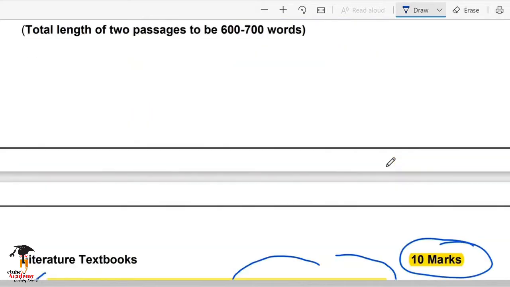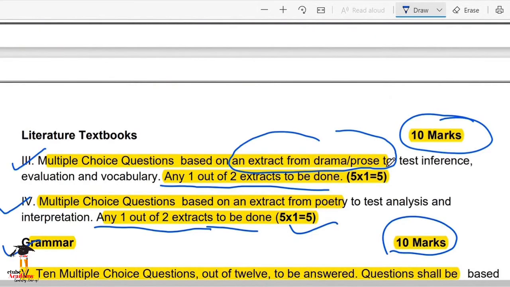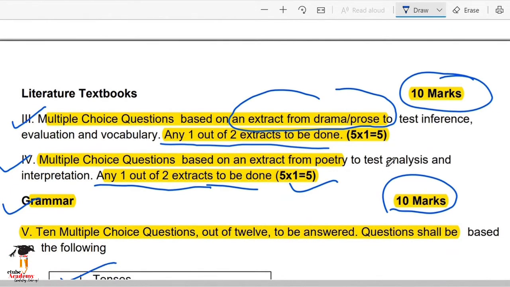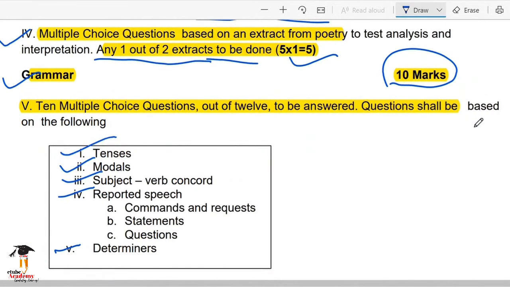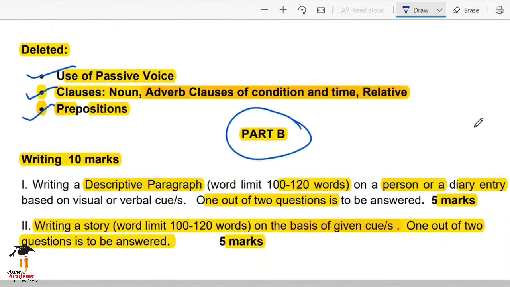Let me just revise you once again. You have here 2 passages carrying 20 marks. Again, these are unseen passages. Okay, the next question is for seen passages, but these passages are from your books, and these extracts will carry 10 marks. Then the grammar portion we have again for 10 marks. So overall, we can see that part A will be carrying 40 marks. Okay, now let's talk about part B.